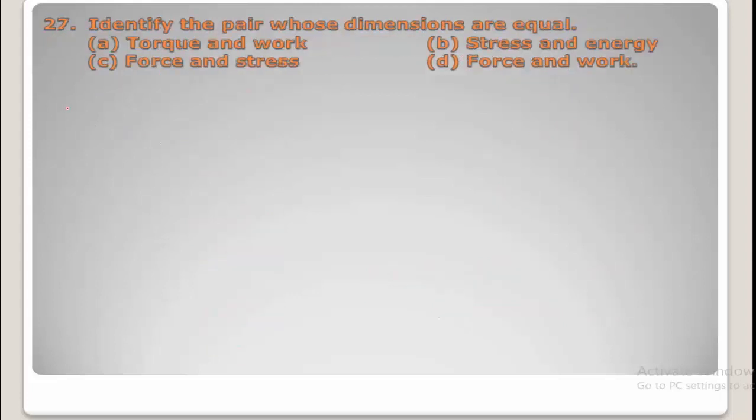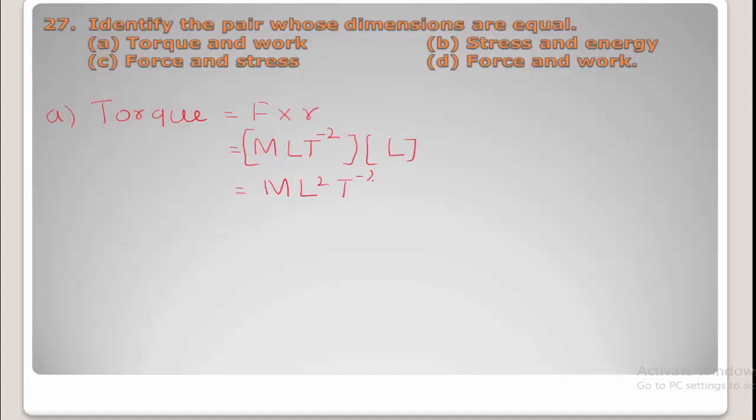Identify the pair whose dimensions are equal. Okay, there are 4 pairs. Here we have to identify the pair which has equal dimensions. So let us try the first option. Torque is equal to force into distance. Force is nothing but M L T raised to minus 2, into distance is L. This becomes M L square T raised to minus 2.